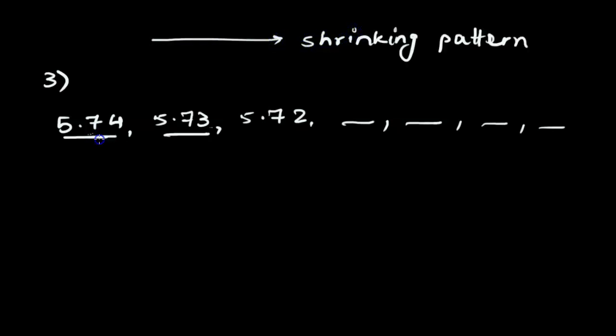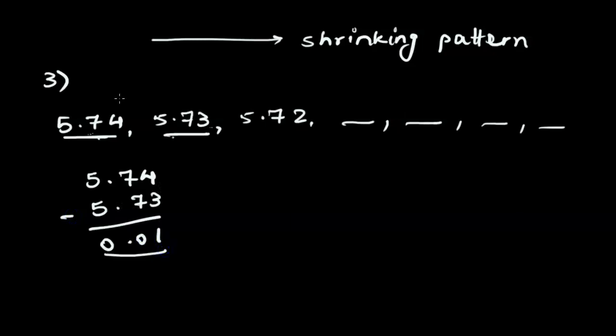So now we would subtract the second number from the first number by putting the first number on top. So 5.74 minus 5.73, we get 0.01, but this is minus 0.01 because it's a shrinking pattern. So we take away 0.01 from the first number to get 5.73, the second number. And we would repeat this pattern. We would subtract 0.01 from the previous number to get the next number.